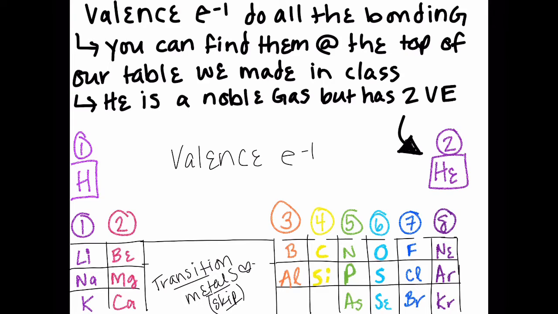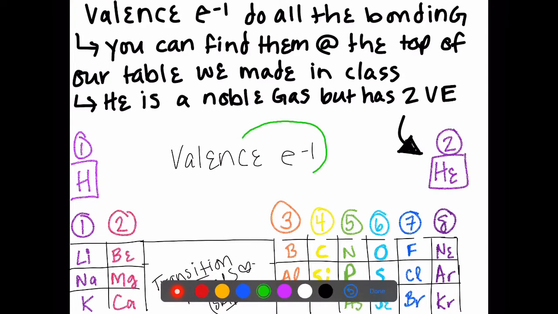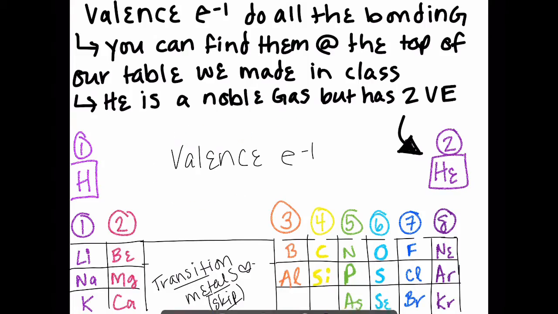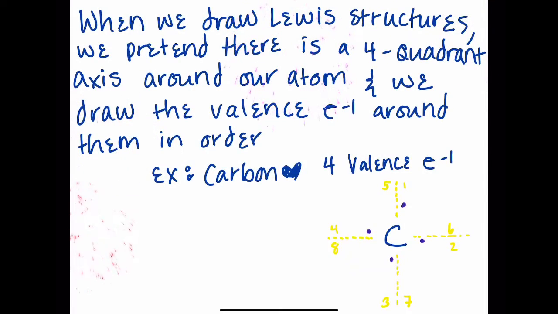So all of the valence electrons are going to do all the bonding, and I circled them on this periodic table, and you have them on the top of the ones that you made with me in class. All of those numbers that I circled are the valence electrons for the atoms, going in the vertical columns beneath.